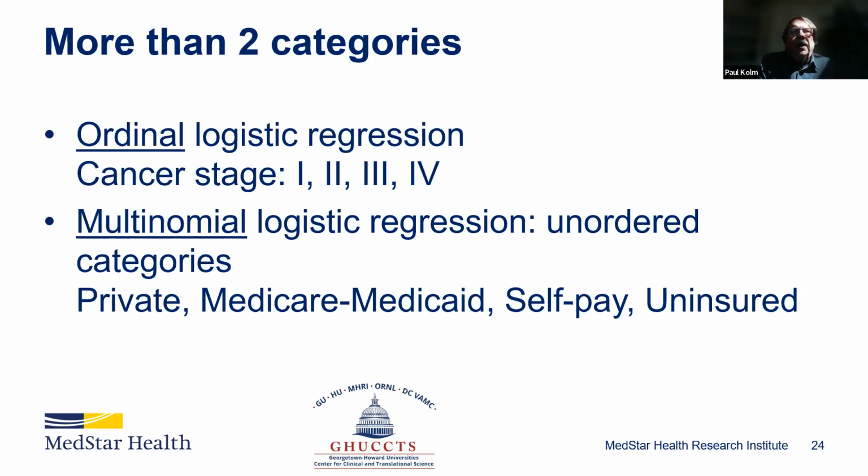numerically defined. And then the other type is what we call multinomial logistic regression, where our categories are unordered. In other words, we have different categories, but they're not ordered in the sense of one being higher or lower than the other. The example I have here is insurance categories, where we have private, Medicare, Medicaid, self-pay, and uninsured. They're different categories, but there's no particular ordering that we would assign to these.